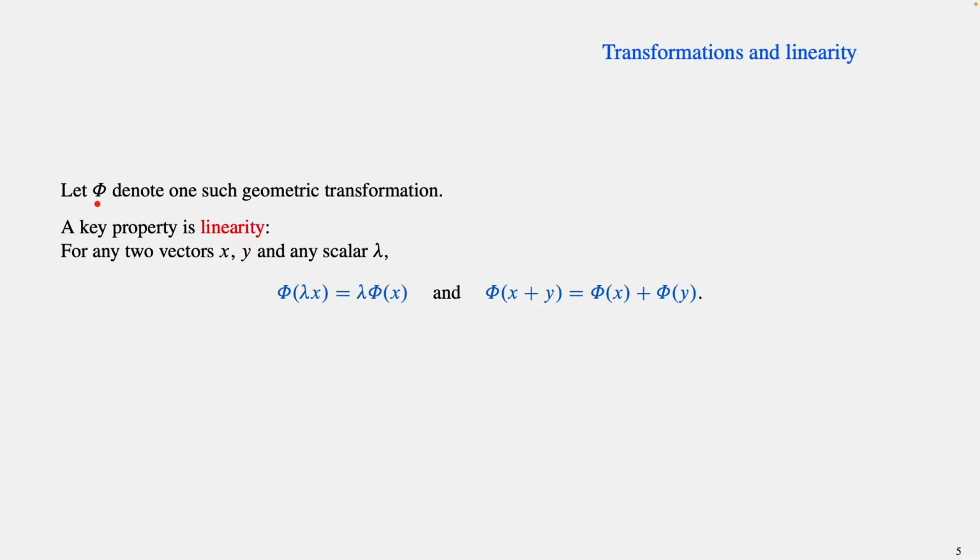So, by capital phi, Greek letter phi, I denote a geometric transformation, and the key property that such a geometric transformation can have is linearity. What linearity means is that for any two vectors, x and y, and for any scalar lambda, we have the following two laws. Phi of lambda times x is the same as lambda times phi applied to x, and also phi of x plus y is the same as phi of x plus phi of y. So in a sense, a linear map phi or a linear transformation phi is compatible with the algebra of vectors.